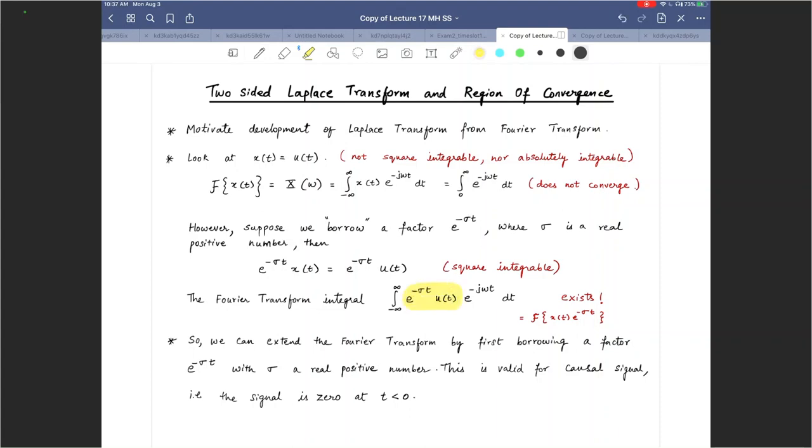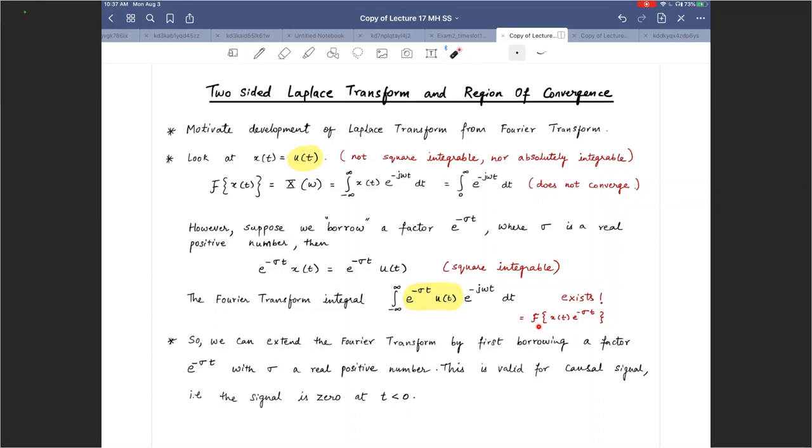That one. Earlier, I was just trying to find out the Fourier transform of u of t. Now I'm trying to find out the Fourier transform of e to the minus sigma t u of t. Now this guy will exist because now it is square integrable, which is a stronger condition of existence of Fourier transform. What is this? Well, I can write this as the Fourier transform of a new signal, which is x of t e to the minus sigma t.